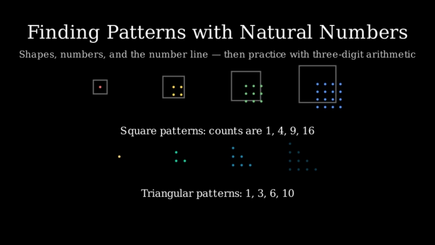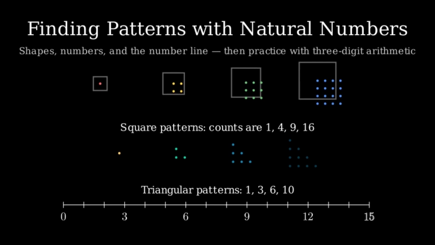The counts start 1, 3, 6, 10. Let's draw the first 4 triangular figures so you can see the growth. Triangular numbers follow the rule that the nth triangular number equals n times n plus 1 divided by 2. That's a formula, but visually you can see each figure adds a new row of dots equal to the figure number. Patterns also appear in lists of numbers.